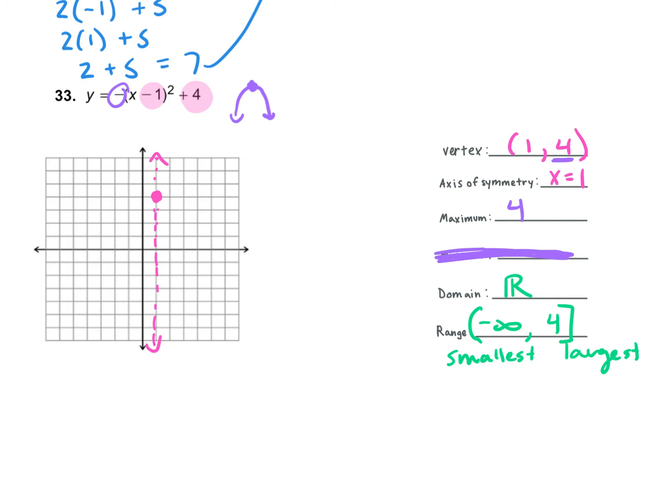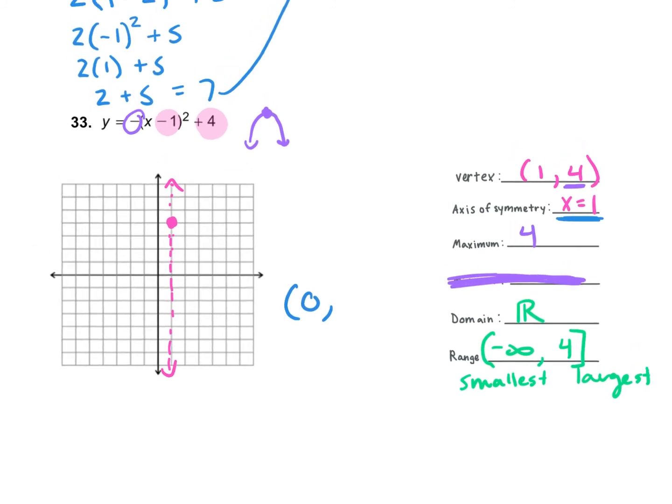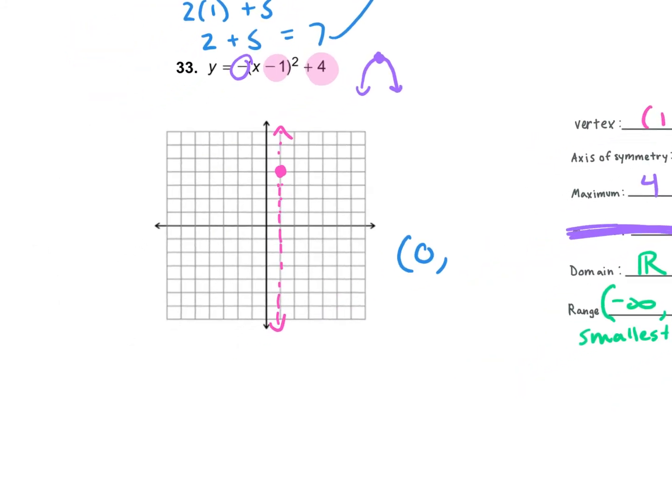Another point. So I can plug in 0 here. I want to plug in something close to my axis of symmetry. So the axis of symmetry is 1, so 0 is close to that. So I'm going to plug in 0 into what? Into x. Plugging it in here. So I have negative 0 minus 1 squared plus 4.